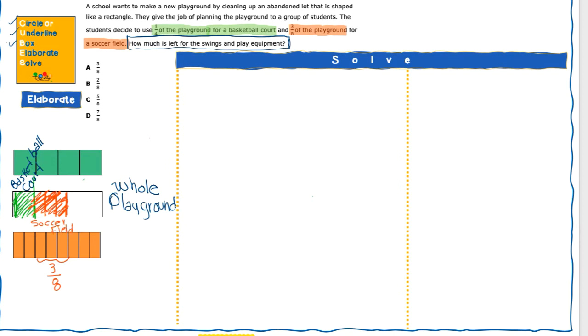I'm gonna look at the question, and the question is, how much is left for the swings and play equipment? Can you see what's the section that is left? Exactly, this is what is left.